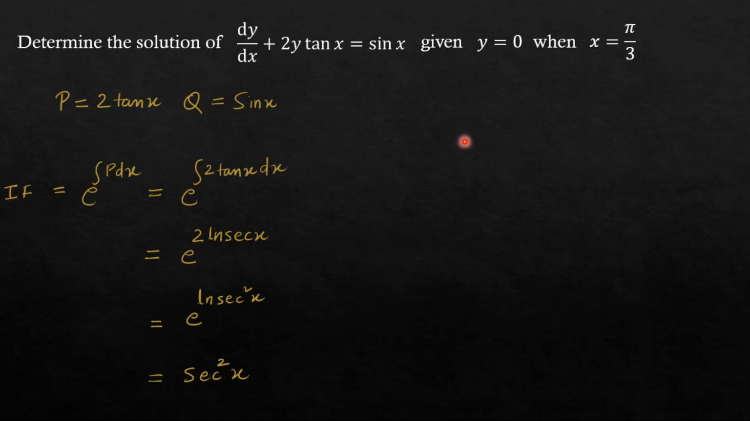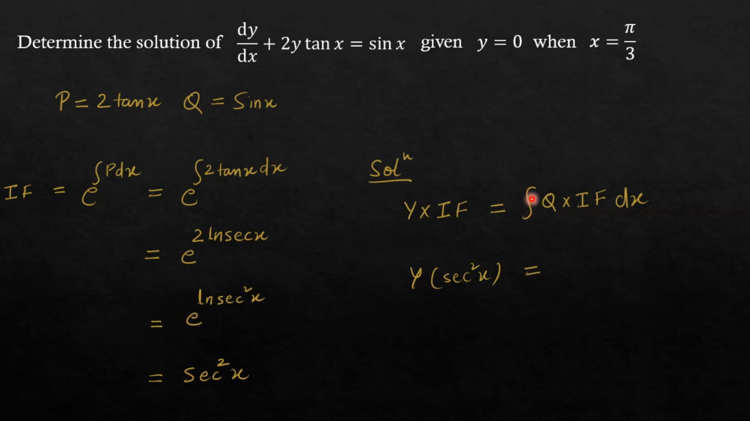Now the solution of a linear differential equation is given by y into, that is dependent variable, into integrating factor, is equal to integration of q into integrating factor dx. Here y is the dependent variable and x is the independent variable. Now put the value of q and integrating factor, you will get y into sec square x is equal to integration of q, which is sin x, into sec square x, the integrating factor.